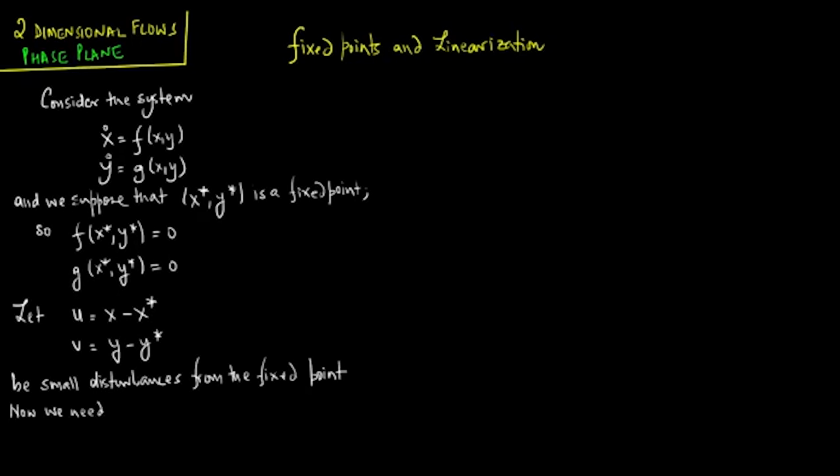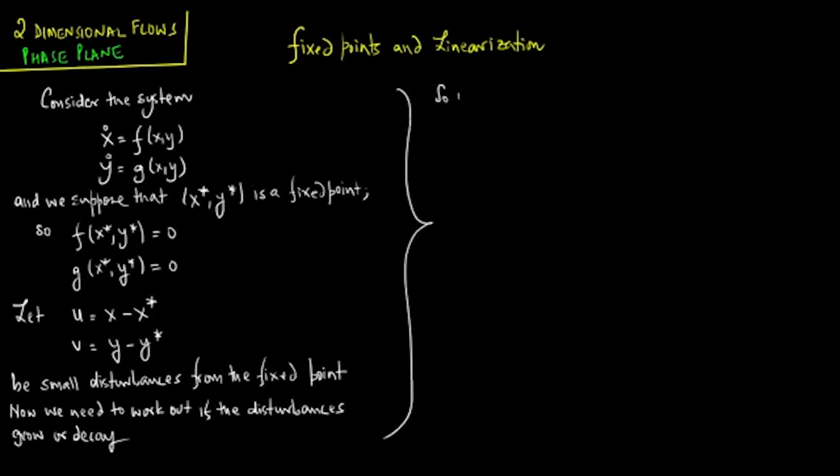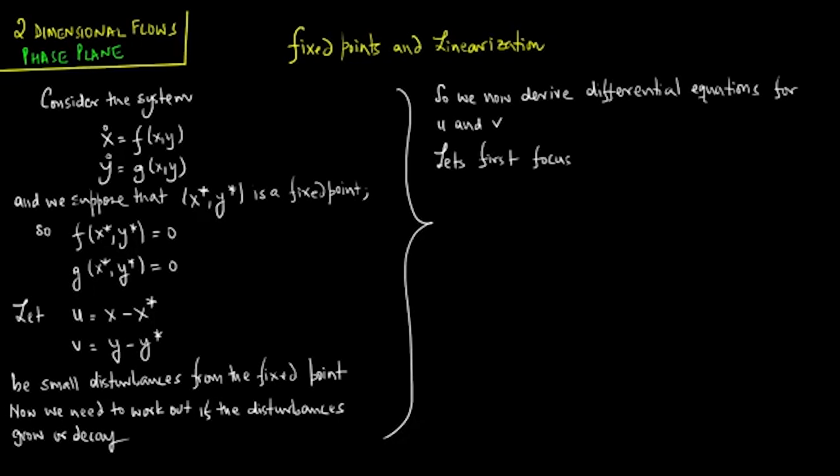Now we need to work out if the disturbances grow or decay. So we now derive differential equations for u and v. Let's first focus on the u equation.